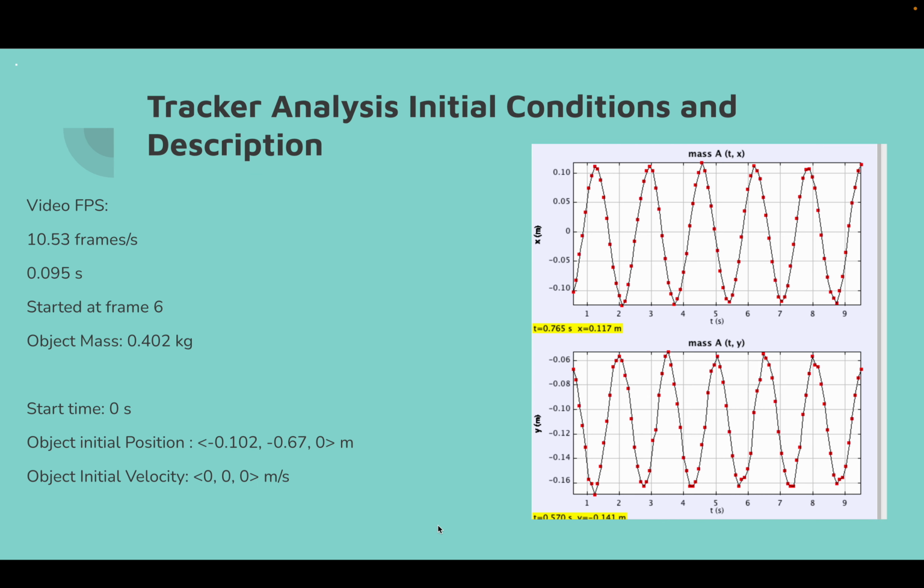Now let's look at my initial conditions. I used 10.53 frames per second at 0.095 seconds. I started at frame 6, which is when the object was released, and my object mass is 0.402 kilograms. Our start time is 0, and our object's initial position is negative 0.102 in the x direction, negative 0.67 in the y direction, and 0 in the z direction. Our initial velocity is 0 for x, y, and z.